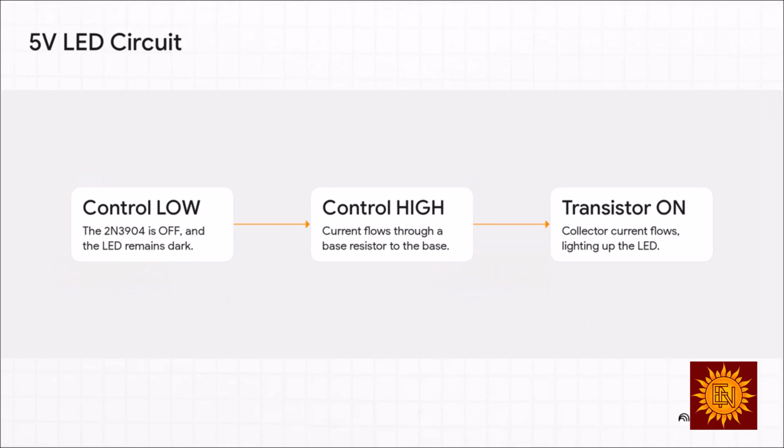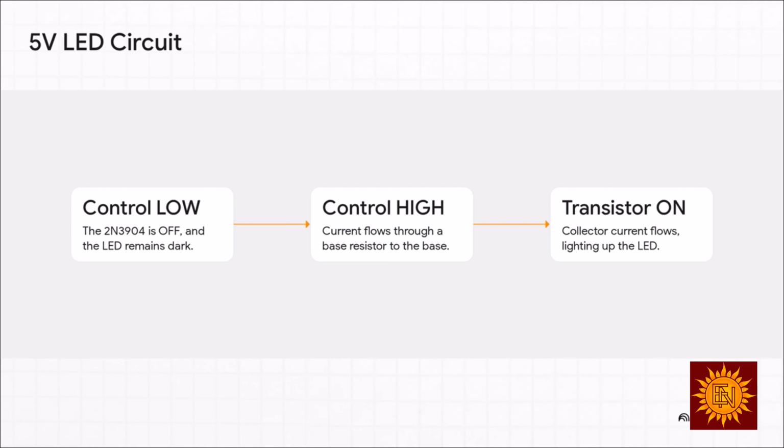Let's actually ground this theory into something you can easily throw together on your workbench right now, a basic 5-volt LED driver circuit. So your LED and its current-limiting resistor are connected between 5 volts and the transistor's collector, and the emitter just goes to ground.